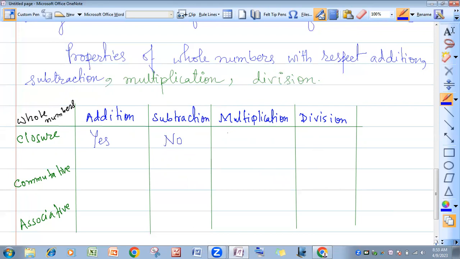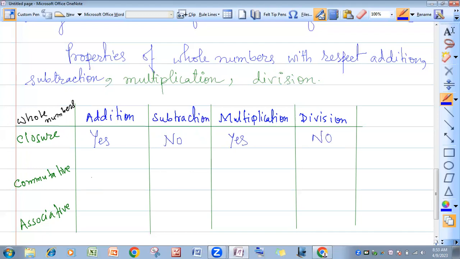Multiplication of two whole numbers is always a whole number, so this one is also satisfying the closure property. Now division: is division satisfying or not? No, division is not satisfying the closure property.